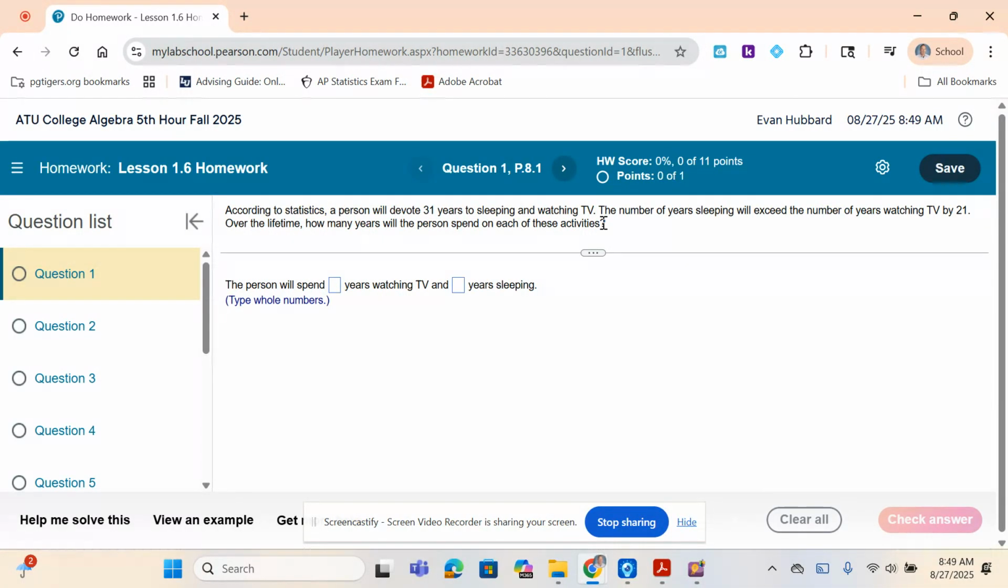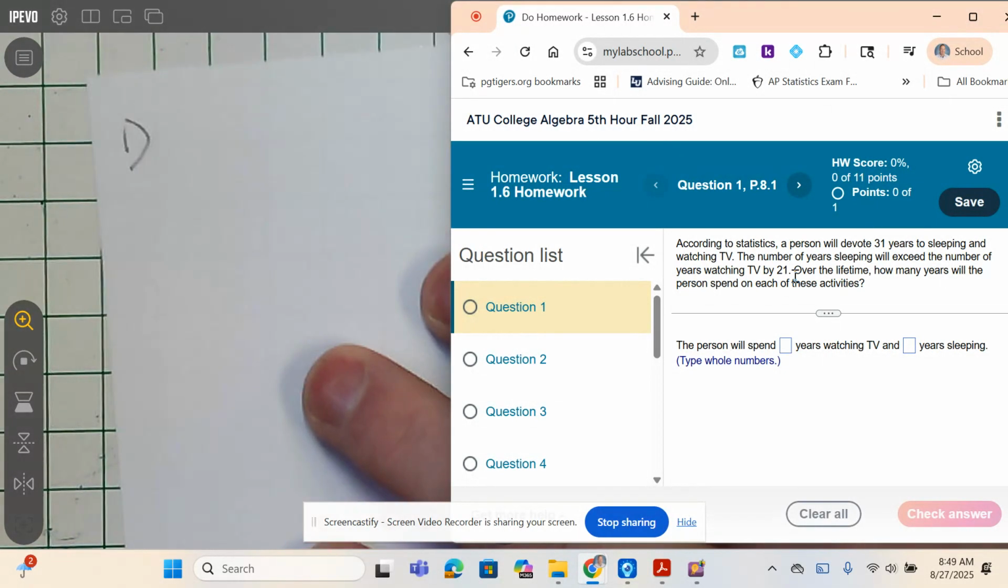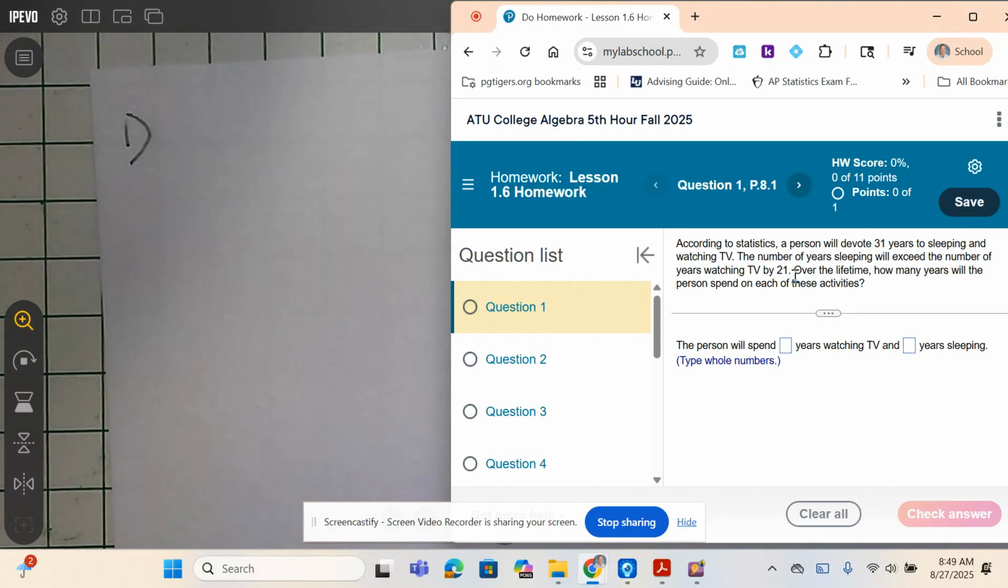According to statistics, a person will devote 31 years to sleeping and watching TV. The number of years sleeping will exceed the number of years watching TV by 21 over the lifetime. How much will they spend doing each activity? So they will spend 31 years sleeping and watching TV. So we've got to define variables. Do y'all want to use S and T, or X and Y? It doesn't really matter.